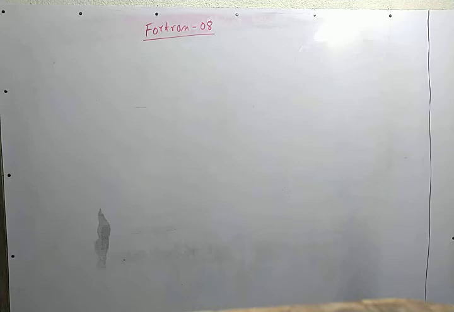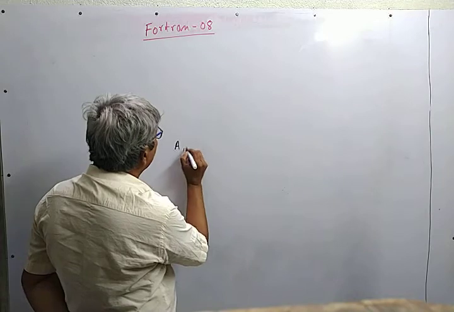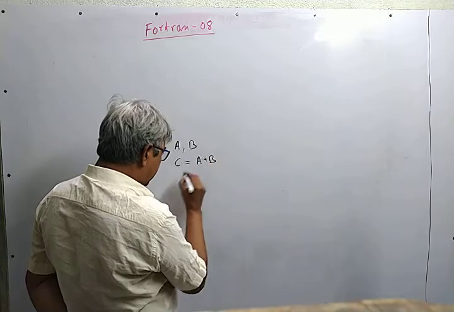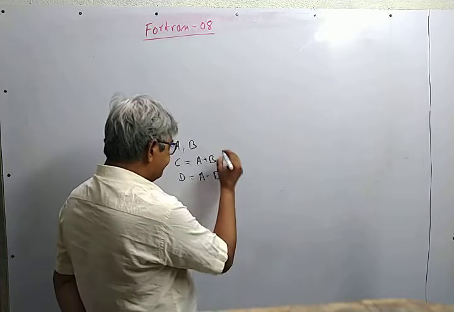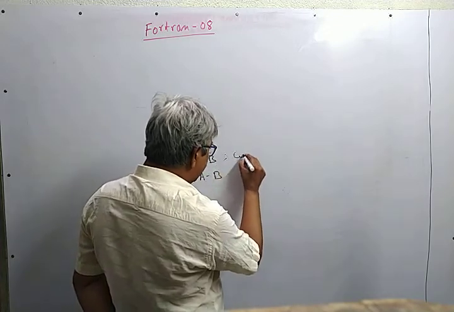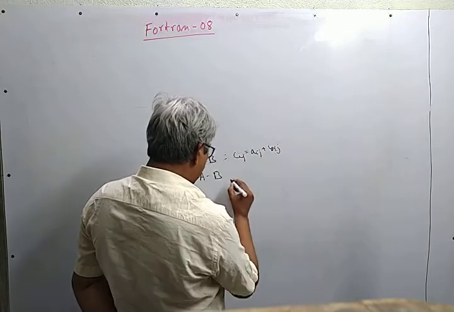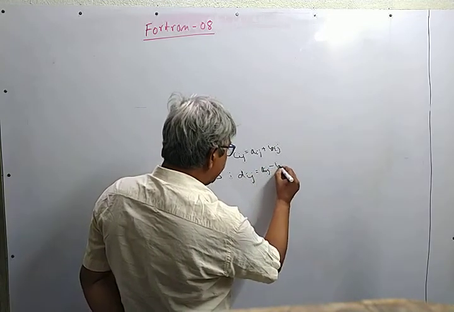As the continuation of our discussion on the use of array variables in Fortran, today we shall use the array variables to perform the matrix operations. If we have two matrices A and B, then we define the matrix C is equal to A plus B, and we define D as A minus B. In terms of components, Cij is equal to Aij plus Bij, and similarly Dij is equal to Aij minus Bij.